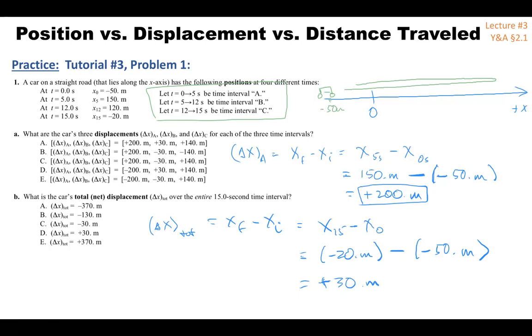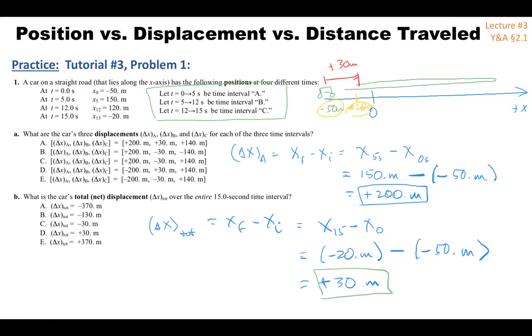Oh, by the way, let's reflect on this for a moment. The car's total displacement from the start of its entire trip to the end of its entire trip is going to be positive 30 meters. If I go up to my little sketch up here, is that true? Yes, at the start of the whole trip, it's at negative 50, and at the end of the whole trip, it's at negative 20. So I can see that its net displacement over this whole time interval is positive 30 meters.